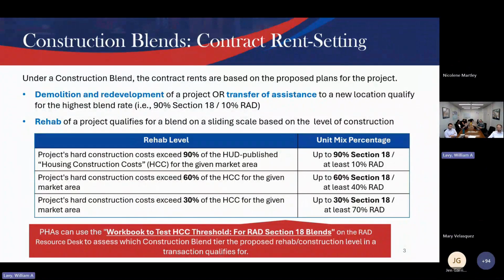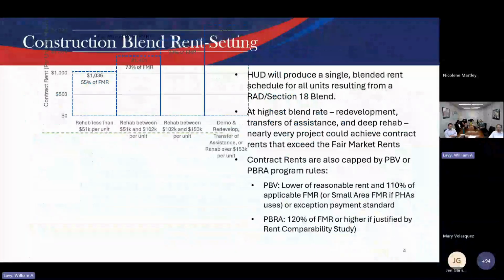To make this a little bit more tangible, here is a sample property in Oregon where we looked up the housing construction costs that HUD has on its website. For this property type, this walk-up, it's $170,000 per unit. So what rents could this PHA achieve through conversion? Well, if it does rehab less than $51,000 per unit, it would have RAD contract rents of on average $1,036, which is about 55% of the FMR.